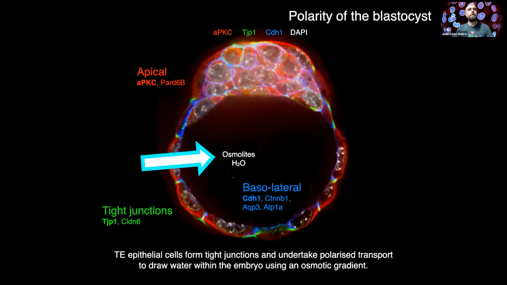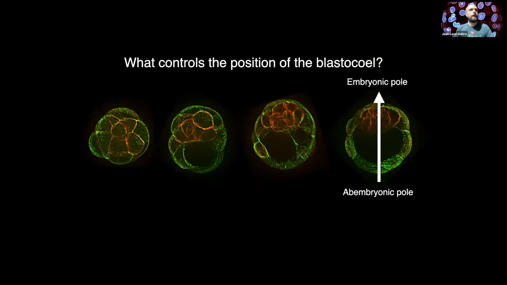And so because of this, the salt will accumulate within the intercellular space, and this will attract water. The osmotic gradient will attract water within the intercellular space, and this is what will lead to the accumulation of fluid and the inflation of this lumen. So as I mentioned, what is not clear is how the embryo ensures that the lumen robustly forms at the trophectoderm-inner cell mass interface. And this will set the first axis of symmetry of the mammalian embryo, which is important for further development of the embryo.